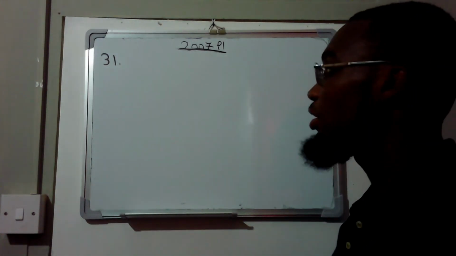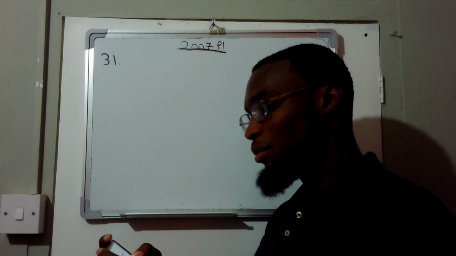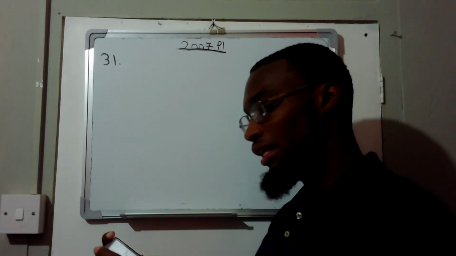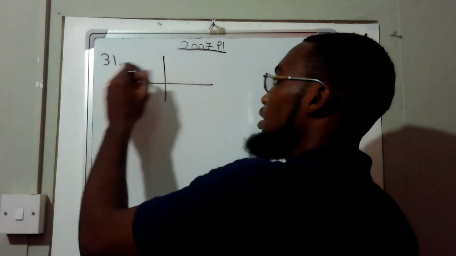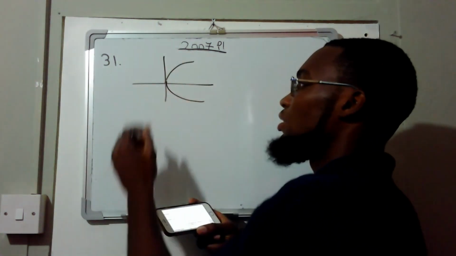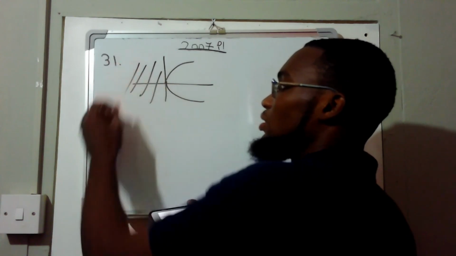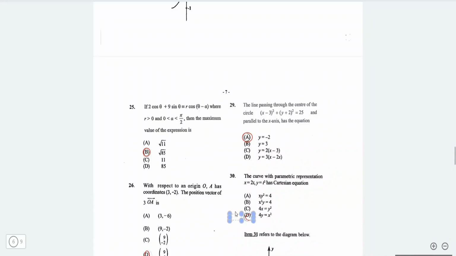This is now question 31. It says, in the diagram above showing y squared equals x, where is the function not defined? If you notice, this is the graph, and there is nothing over here, so the graph is not defined when x is less than 0. That's option B.